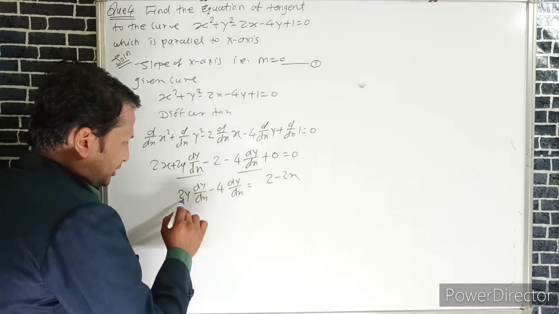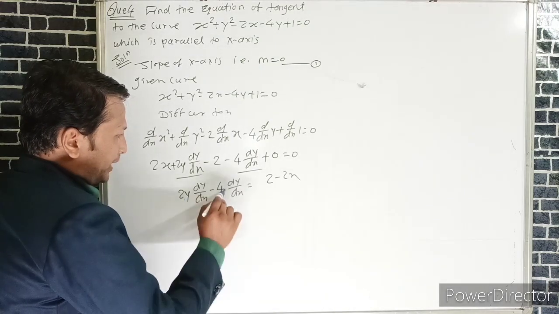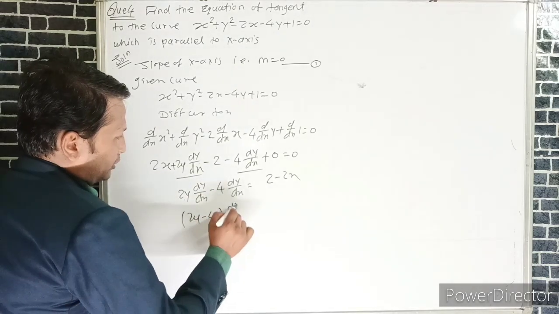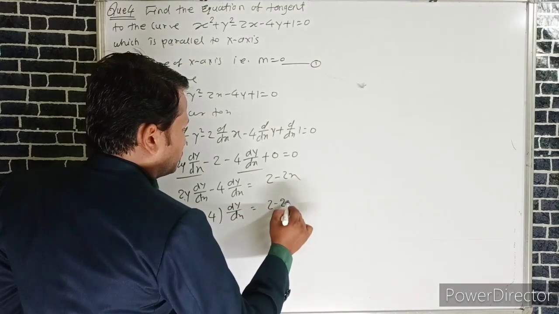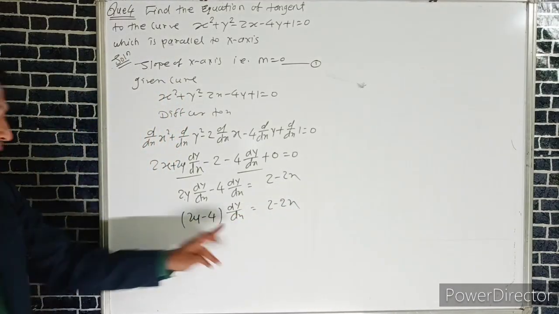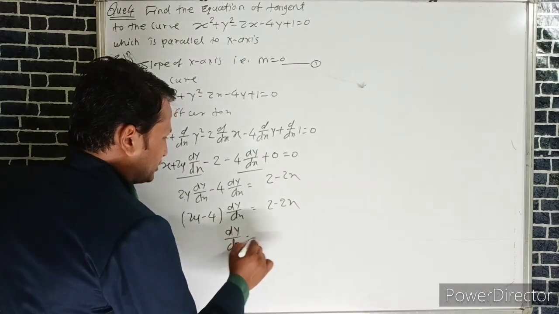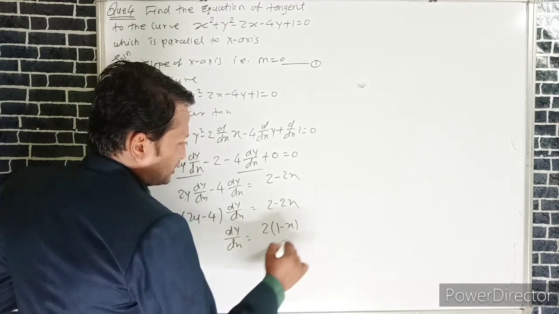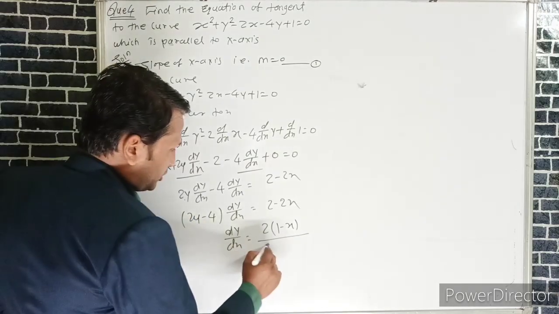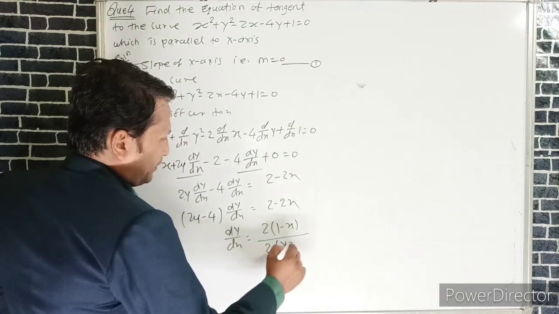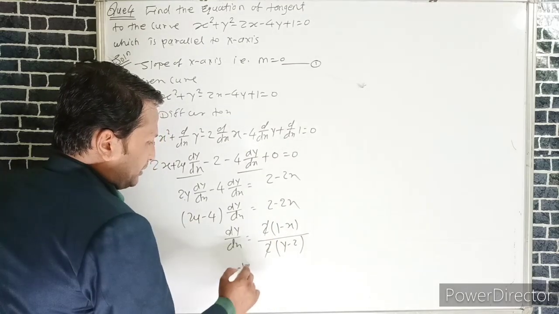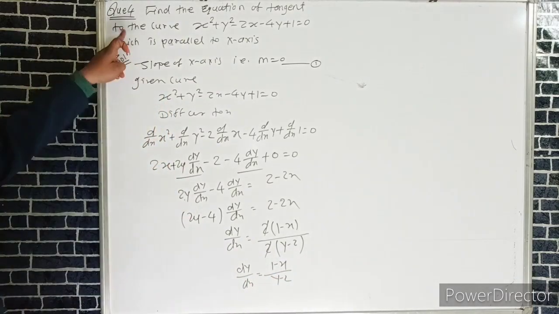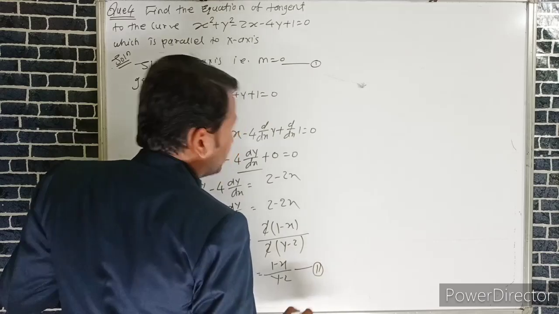So if we take dy/dx common from both terms, we can write (2y − 4) dy/dx is equal to 2 − 2x. We have to find dy/dx. So dy/dx equals, taking 2 common, 2(1 − x) upon 2(y − 2). The 2 gets cancelled, so dy/dx is equal to (1 − x)/(y − 2), which is the slope of the given curve, equation number 2.